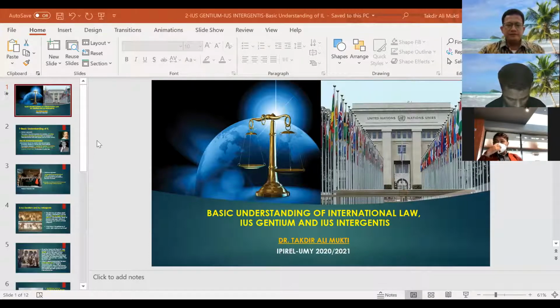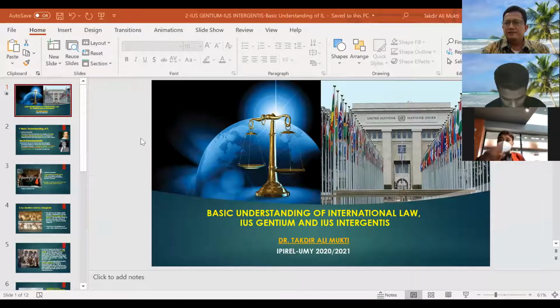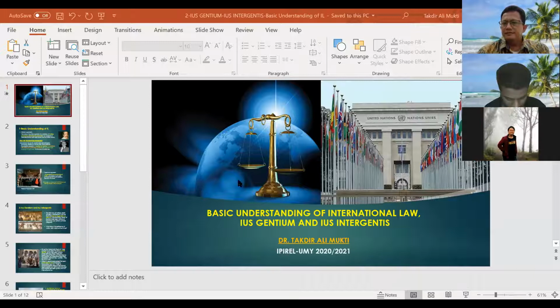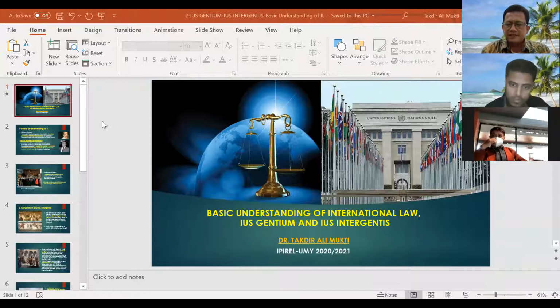This is our topic, and we shortly discussed it last week, and now I will repeat it. Our topic is the basic understanding of international law, Ius Gentium and Ius Inter Gentes. It's related to the history of international law.